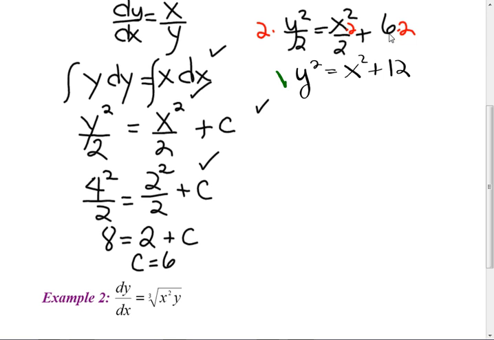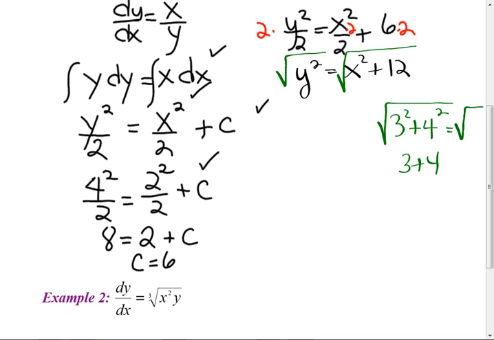Square root. Can I square root these individually? I have 3 squared plus 4 squared, and I square root that. That would give me 3 plus 4. But really, this is the square root of what? 3 squared is 9 plus 4 squared. That's 25. Is that a true statement?